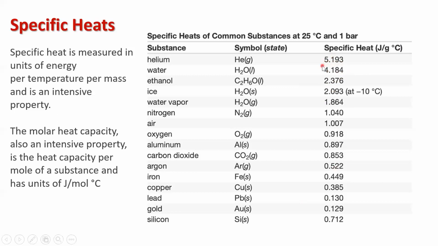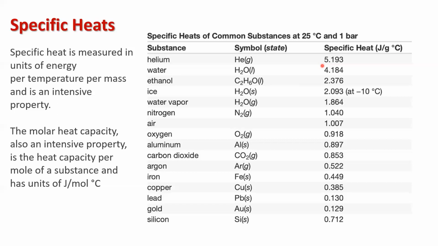And water has a specific heat capacity value of 4.184 joules per gram degree Celsius. So for every gram of water that's raised 1 degree Celsius, 4.184 joules of energy needs to be added in. And that value is pretty high relative to many substances.